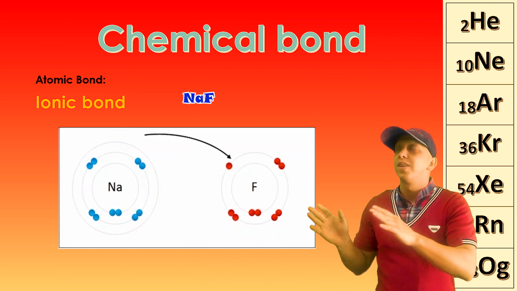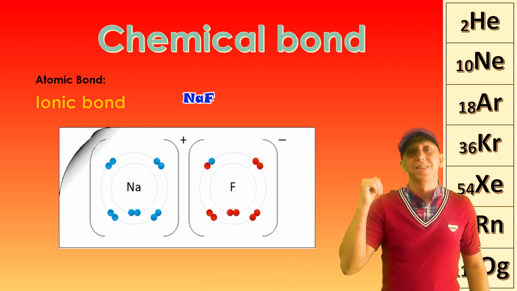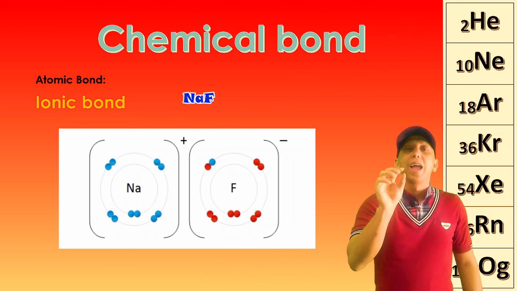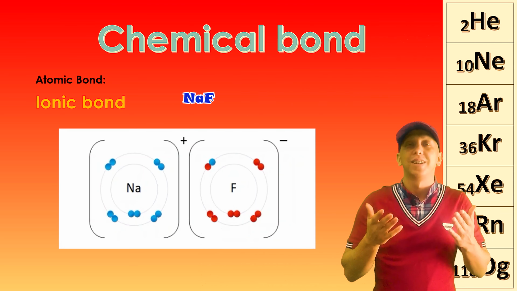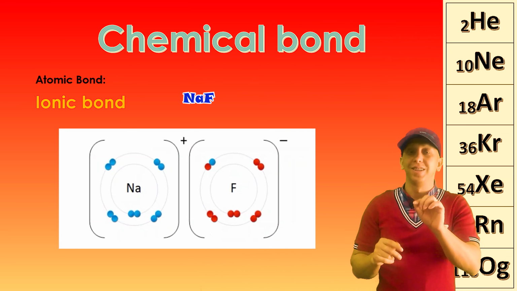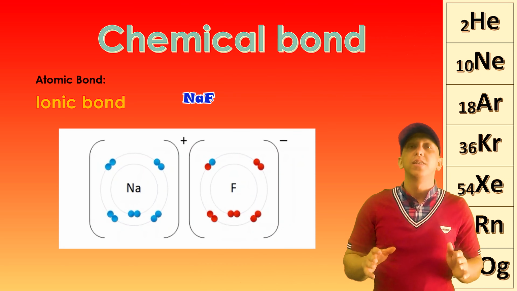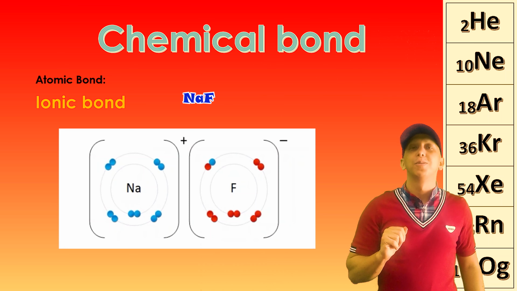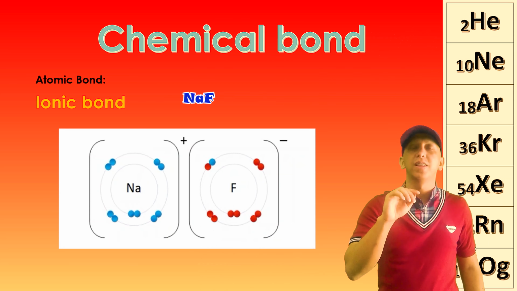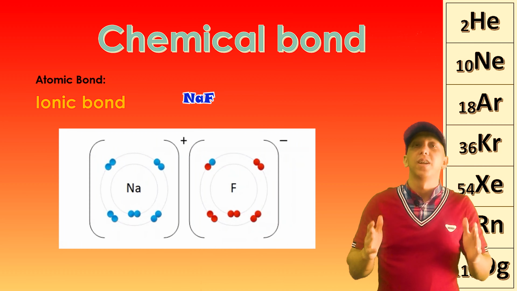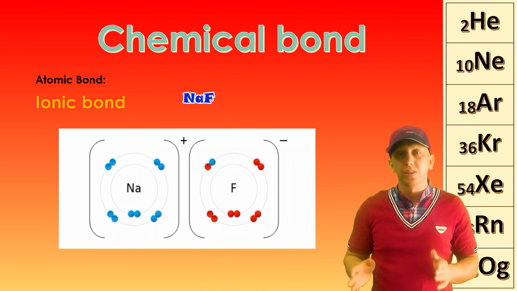And as you see, the last shell of both of them turns to 8 electrons. As sodium loses 1 electron, its last shell turns to 8 electrons, and fluorine, as it gets 1 electron, its last shell will turn to 8 electrons too, because it had 7 electrons before this electron. As you see, number 8 is so important in atomic bond. And as sodium loses 1 electron, it turns to an ion with 1 positive charge, and fluorine turns to an ion with 1 negative charge. As we know, ions with positive charge are cations, and with negative charge are anions. So fluorine here is anion, and sodium is cation.